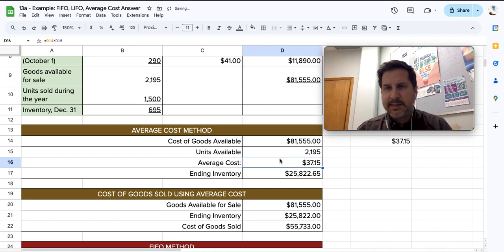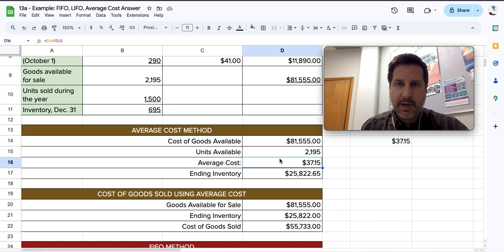In my opinion, that's the easiest one, because we just take the total cost of our purchases divided by the number of goods that we bought to come up with an average cost, and then multiply that by our ending inventory to come up with this chart here.